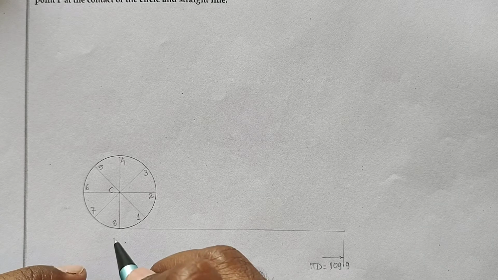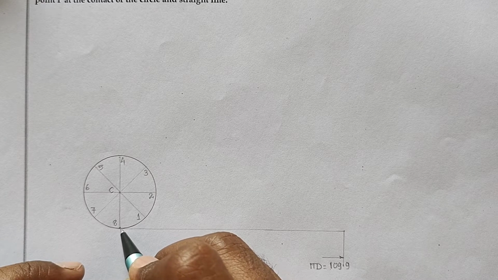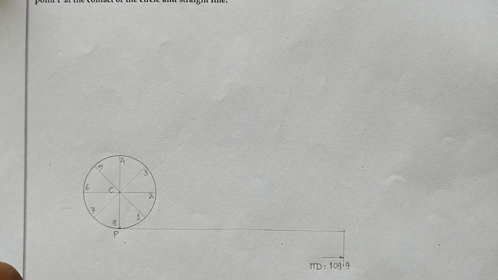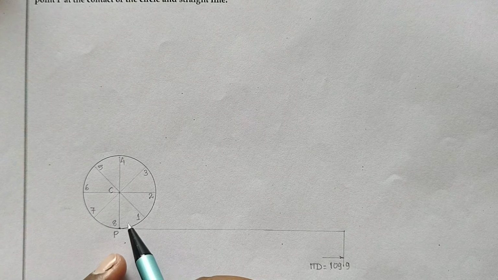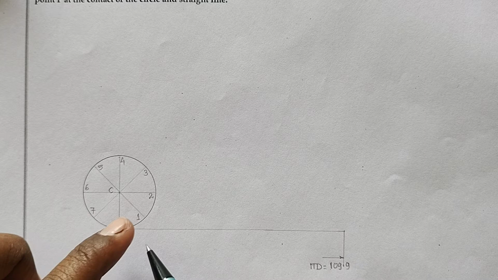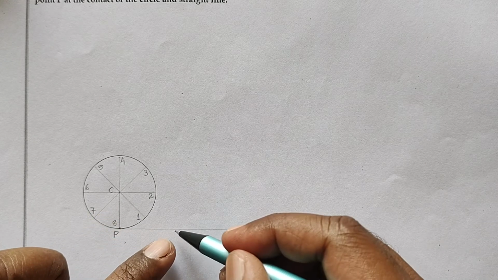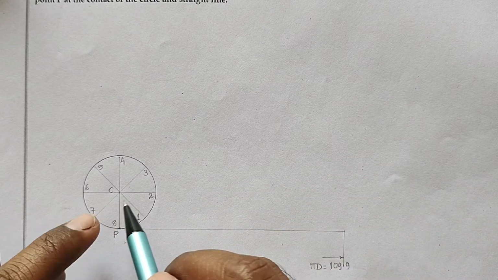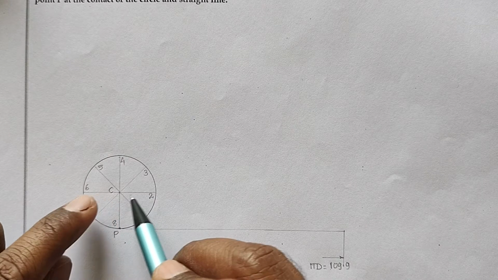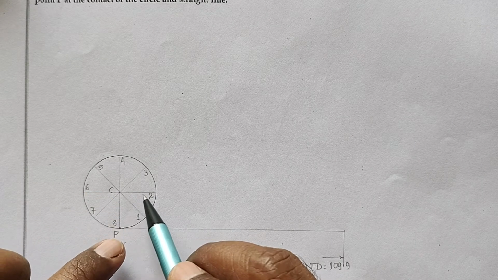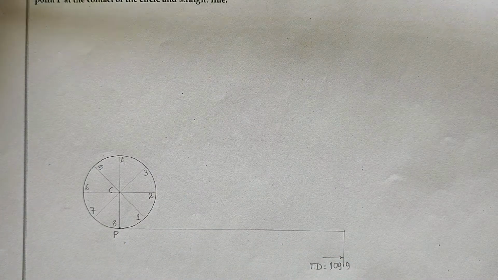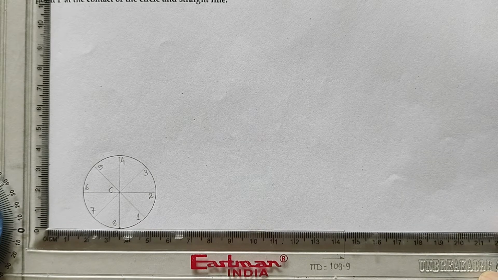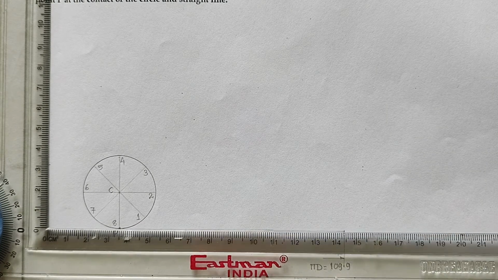Correct? And initially point P is at the contact of line and circle, so initially P is here. First of all, we will find out the different centers. When it rolls one division, the center will be exactly at the same radial distance from this line, but position wise, initially C is here. When it rolls through one division, C will be shifted a little bit ahead. So we are going to find out the different center positions when it rolls through 8 divisions, so there will be 8 different centers.